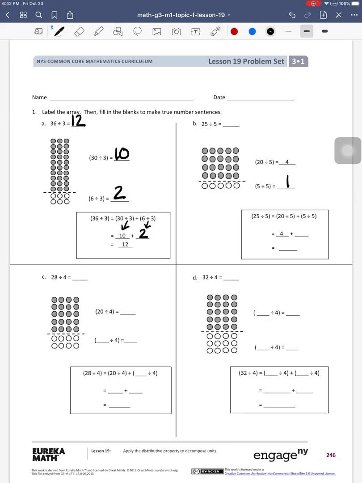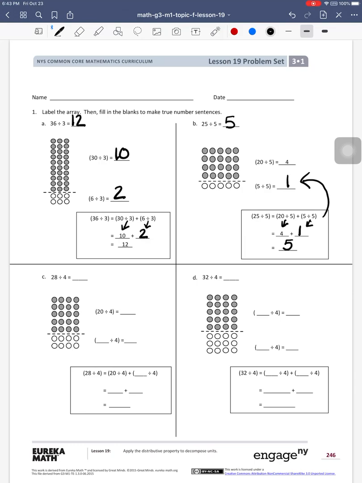So here we see 20 divided by 5 equals 4. That's where we got the 4 from. And 5 divided by 5 equals, well, we see that right up here. What does that equal? 1. Super. So 4 plus 1 equals, that's right, 5. So we're going to say 25 divided by 5 equals 5. Time to move to C.